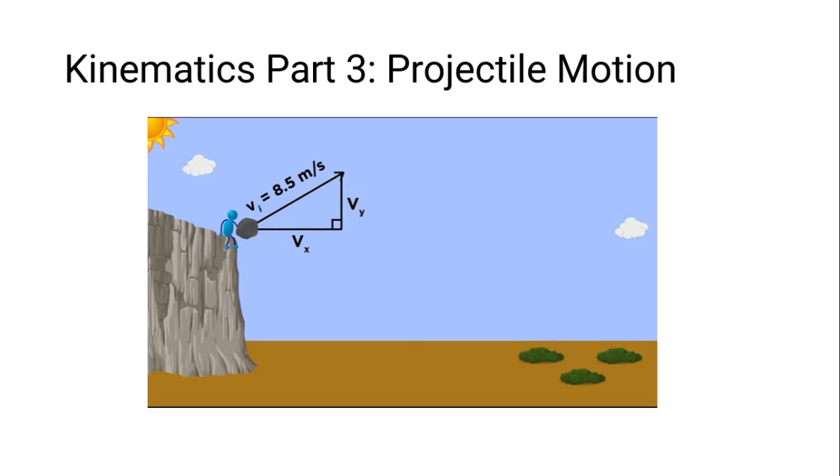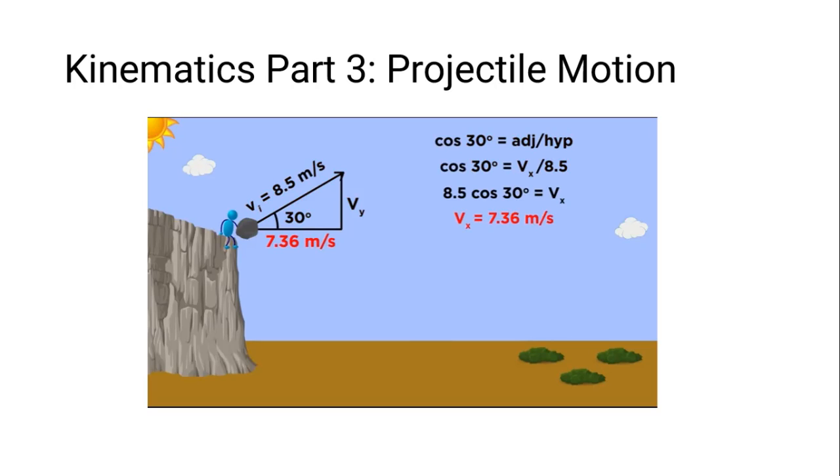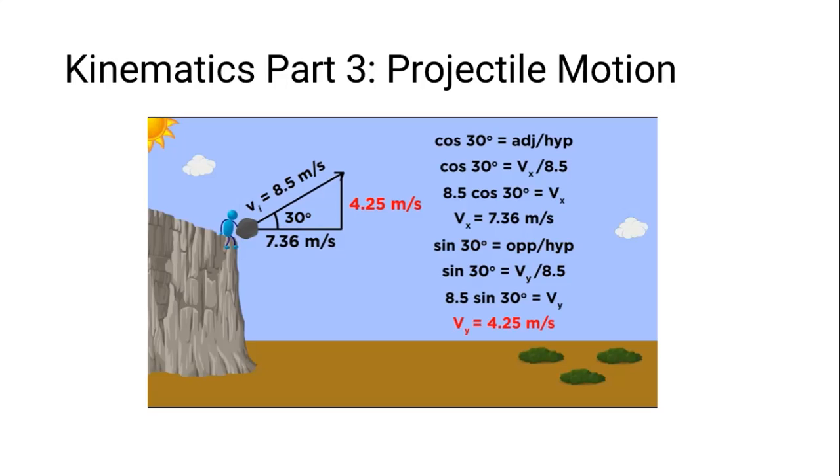To find out the magnitude of these vectors, we just do a little trig. We know that the cosine of 30 will be equal to the adjacent leg over the hypotenuse, which means 8.5 cosine 30, or 7.36, will be the initial velocity in the x direction. We also know that the sine of 30 will be equal to the opposite leg over the hypotenuse, so 8.5 sine 30, or 4.25, will be the initial velocity in the y direction.